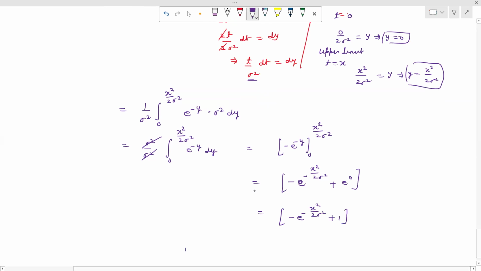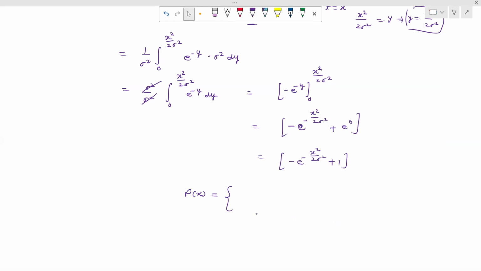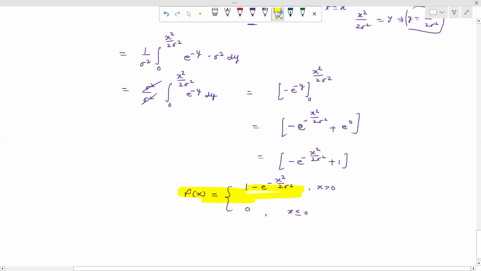So this is our cumulative distribution function of Rayleigh distribution. It can be written as 1 minus e raised to the power minus x square upon 2 sigma square when x is greater than 0, and 0 when x is less than or equal to 0. So this is the CDF of Rayleigh distribution. Hope you understand how to calculate the CDF of Rayleigh distribution.